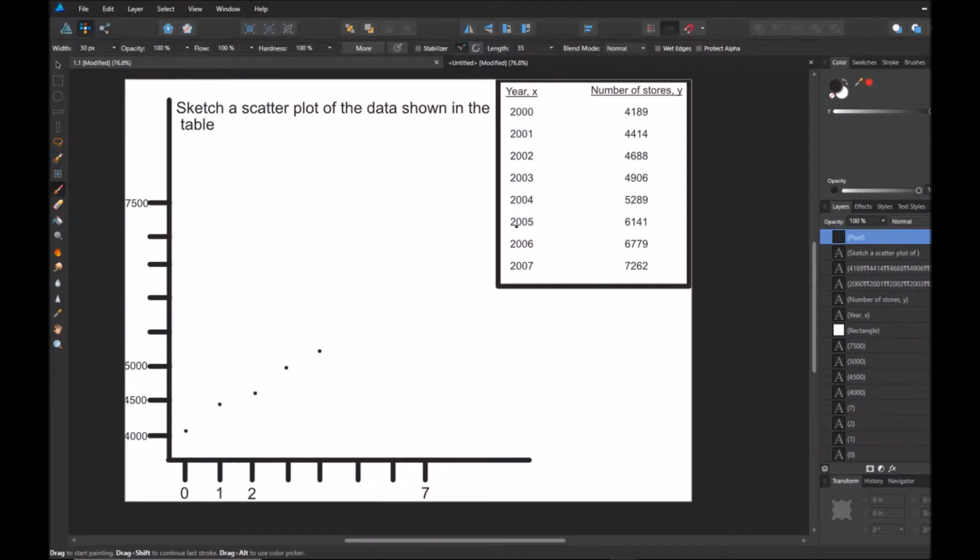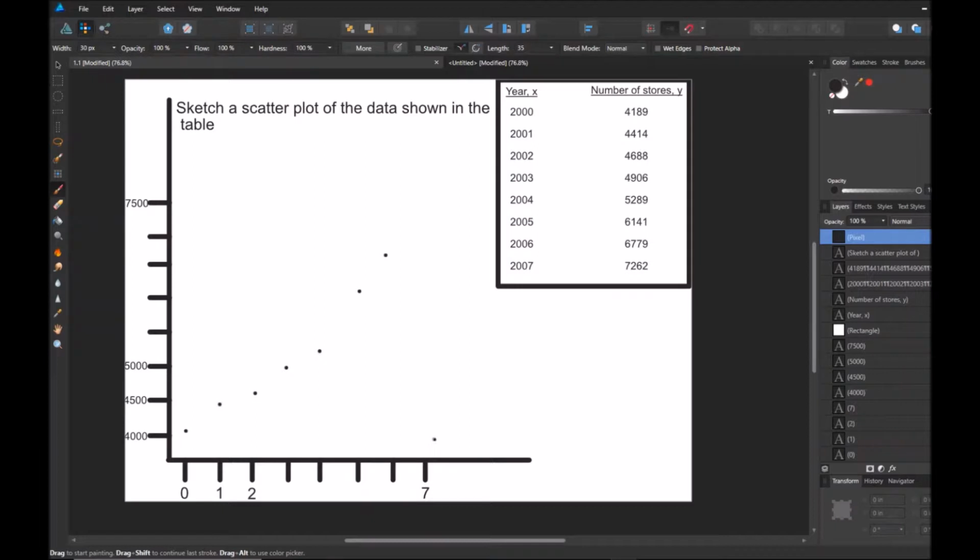Then 2005 we have 6,141, so this is the 5,500 mark, and then this is the 6,000 mark, and it's just after that, so probably right there is what I'd say. And then for 2006 we have 6,779, so if this is 6,000, then this one would be 6,500 right here, and it's a little bit past that, so I'd say right there is where I'd put it.